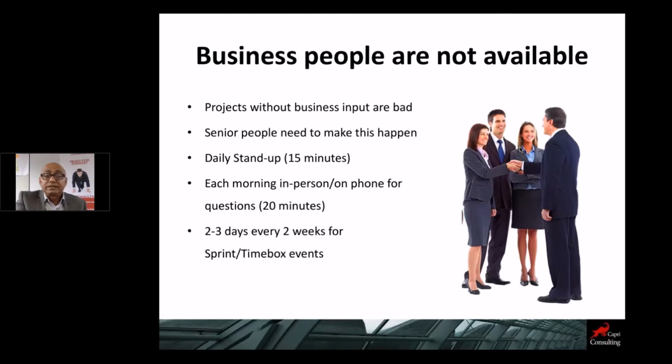And then 2 to 3 days every 2 weeks for sprint reviews, for retrospectives, for grooming your product backlog. These are the time-box events. So if they commit to that, the team is going to succeed in Agile. So it's very important.